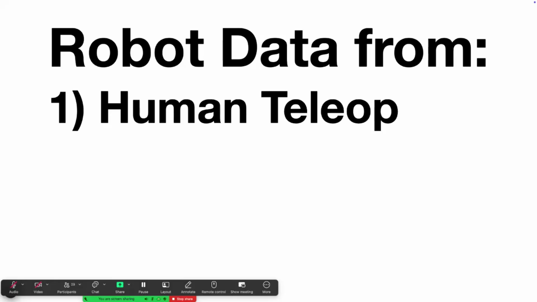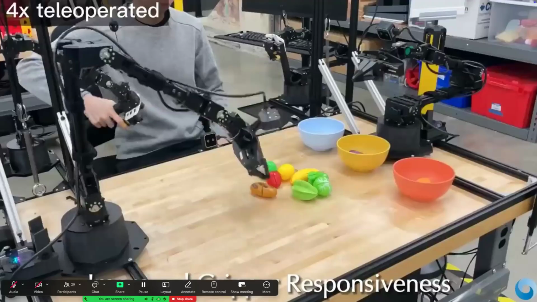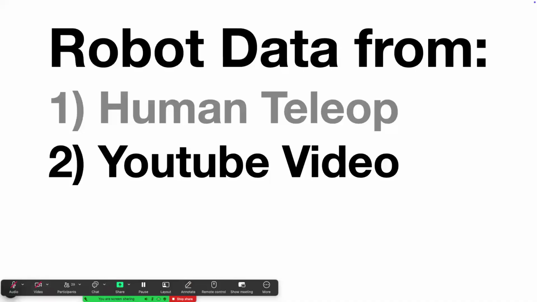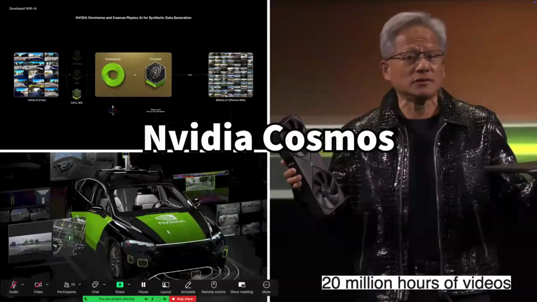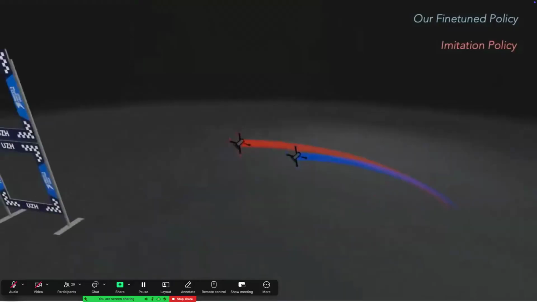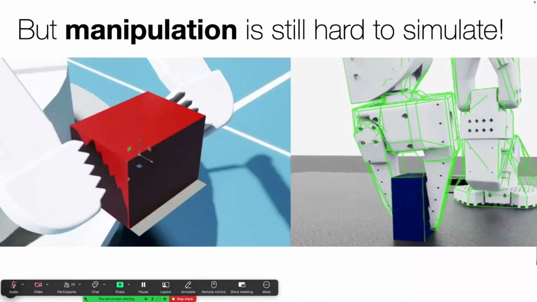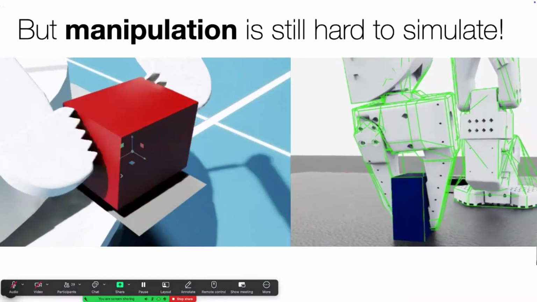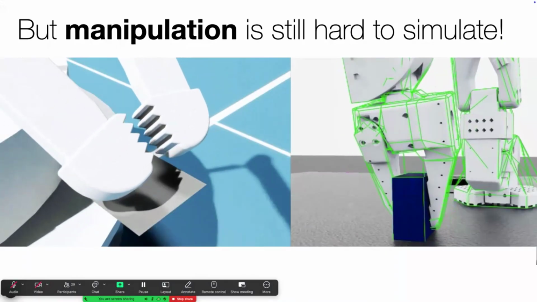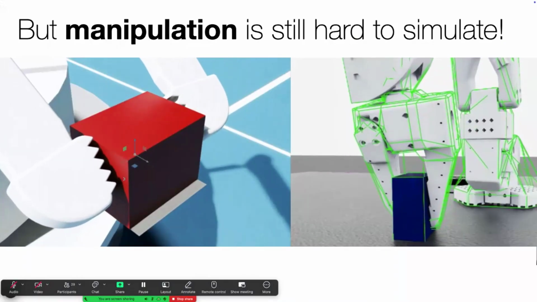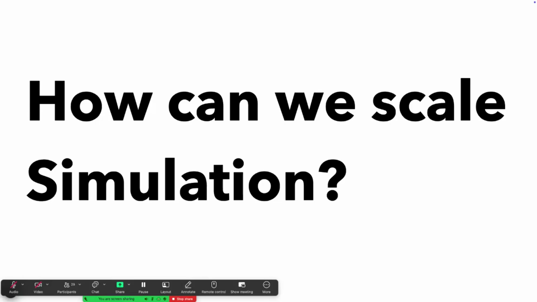So where do we get the data? I'll be talking about this more in detail tomorrow in a plenary at 2 o'clock. But one source is human teleop. Everybody's familiar with that. There's been quite a bit of effort there. YouTube video is another possible source. World models, as it's called now. Simulation works extremely well for UAVs and also for locomotion. But manipulation is extremely hard to simulate. And so that has been a real bottleneck to getting high quality data for robot manipulation from simulation.